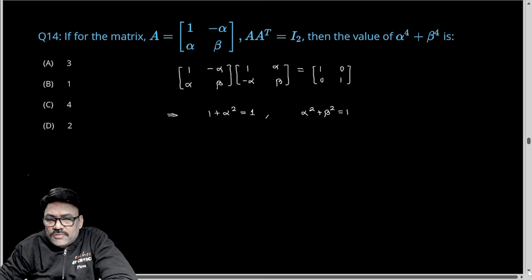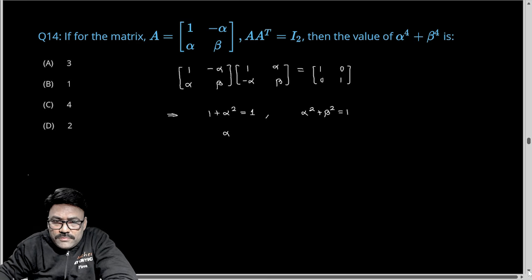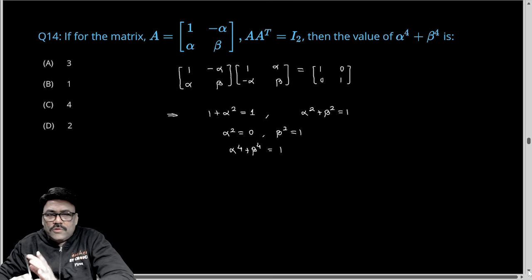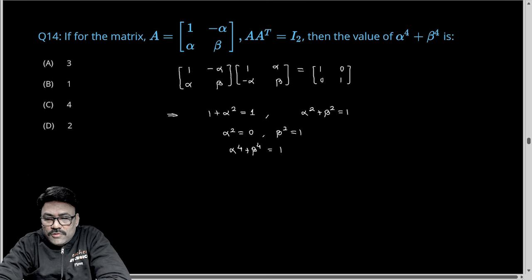Second row with second column, alpha square. So alpha square is 0, beta square is 1. And hence alpha 4 plus beta 4 is 0 plus 1. So 1 will be the correct answer, which is option B.